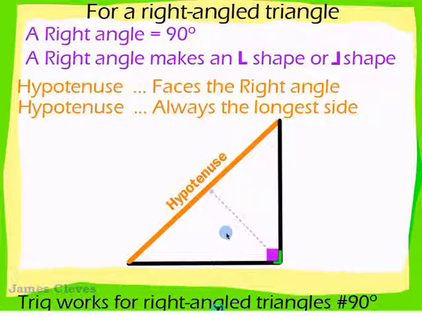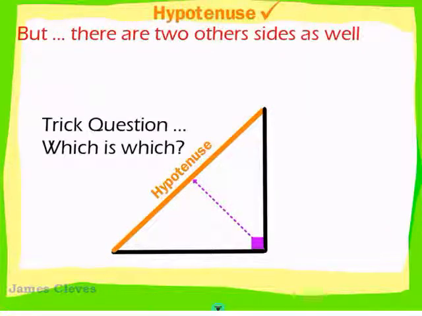And one thing that we have to know is what all the different sides are called. The side that's opposite the right angle is called the hypotenuse, and it's also the longest side. It's always the longest side of a right-angled triangle. Okay? But there are, of course, two other sides, because triangles have three sides. So which is which? It's a trick question because we can't label them yet, and I'll show you why.